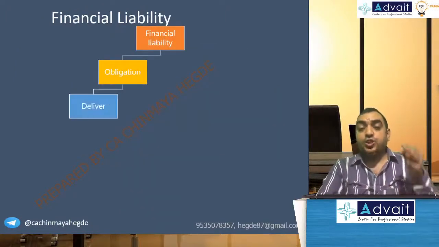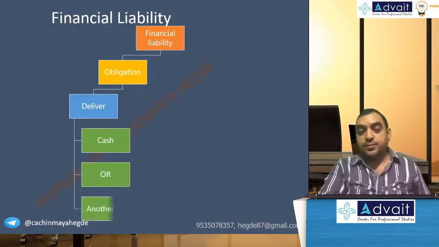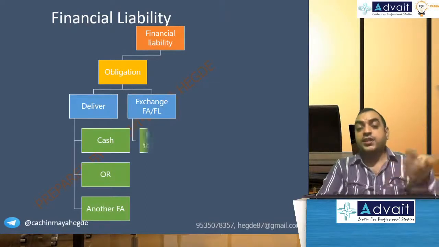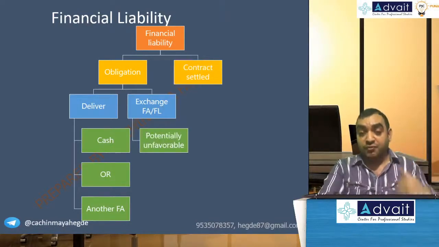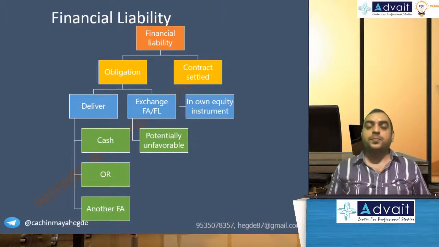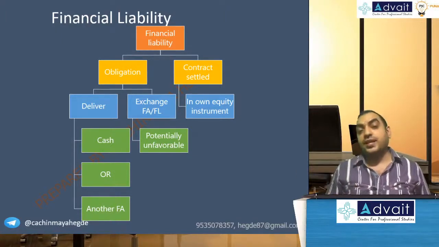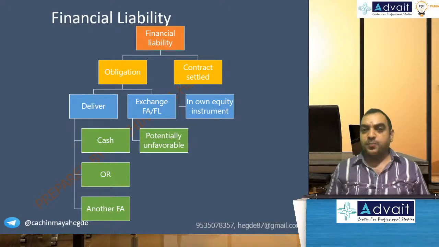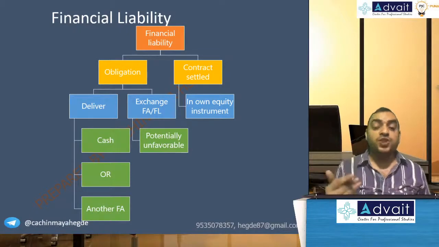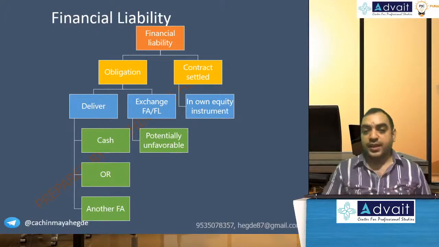Financial liability means obligation to deliver cash. So if you have an obligation to pay in cash, it's a financial liability, or another financial asset, or exchange of any financial asset which is potentially unfavorable, or a contract settled in own equity instrument. Contract settled in own equity instrument means, like, you have purchased raw material and the terms of the contract say you have to give them shares. So he's a creditor, you have to pay them, it's a liability, but instead of paying them cash, you're issuing them shares. Contract settled in own equity instrument, that is a financial liability.